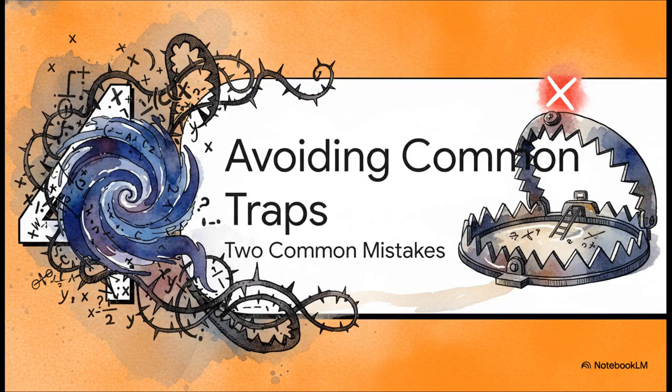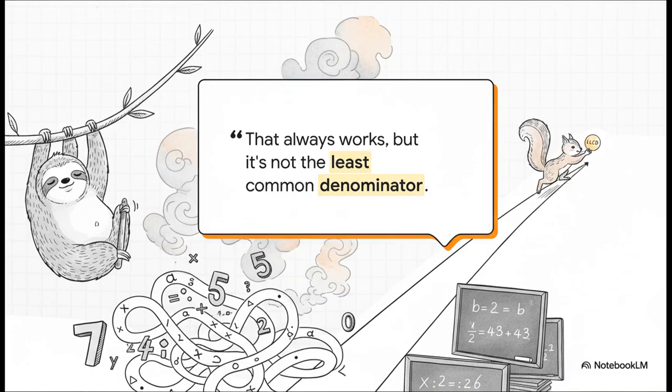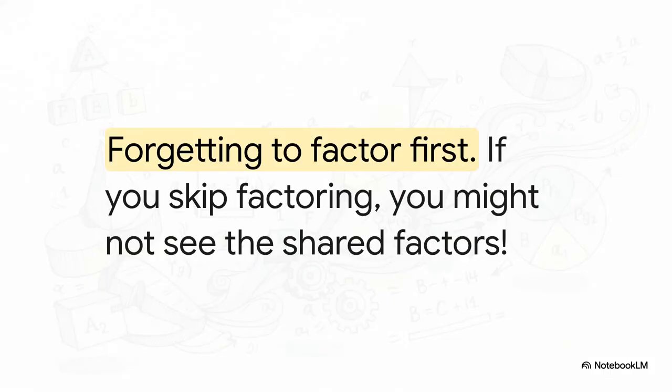So now you've seen how to do it right, but let's quickly talk about the 2 most common ways people get this wrong, because knowing the traps is half the battle. First up is the temptation to just multiply the original denominators together. And hey, that will give you a common denominator, but it's almost never the least common one. It's like using a sledgehammer to hang a picture. It kind of works, but you're making a huge mess and creating way more work for yourself down the line. And here's the biggest mistake of all, the cardinal sin of LCDs, forgetting to factor first. If we hadn't factored in that last example, we never would have seen that shared x plus 2. We'd have thought the denominators were totally different, and we'd have created an absolute monster of a polynomial that was way, way bigger than we needed.